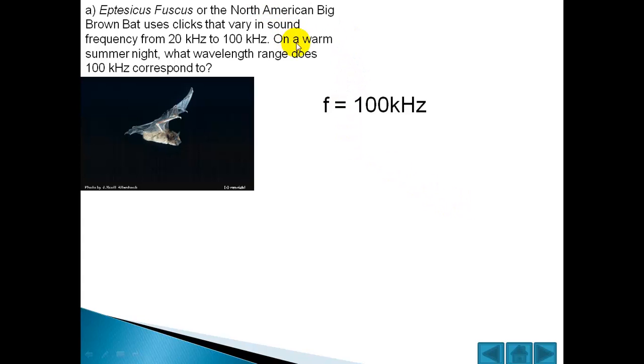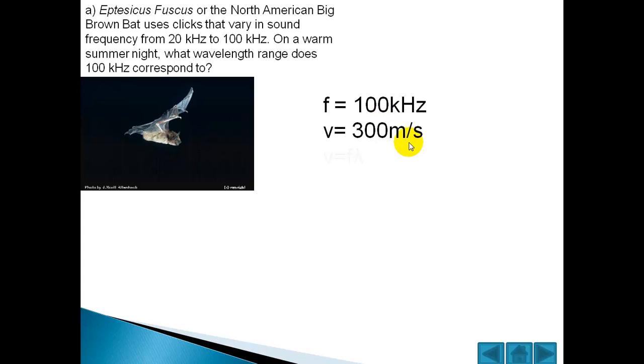Here we have a question. Let's take a bat which makes a sound with a frequency of 10 kilohertz. You basically find out what this wavelength represents. So try to do that now. Pause the video.